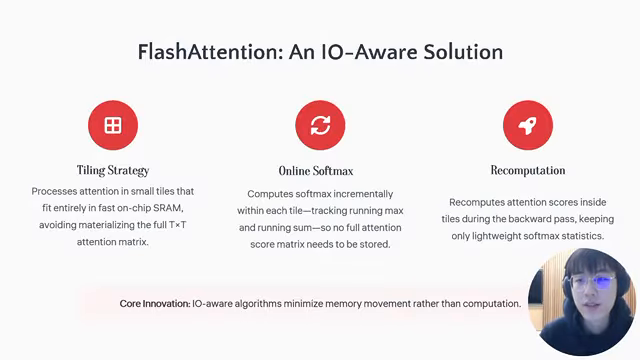FlashAttention addresses this by being explicitly I/O aware. First, it uses a tiling strategy. Instead of forming the T by T matrix, it processes attention on a small tile that fits entirely in on-chip SRAM. Second, it uses an online softmax. By keeping a running maximum and a running normalization, we can compute softmax incrementally without storing the full matrix. Third, the backward pass. FlashAttention simply recomputes the attention scores inside each tile instead of reading and writing them back twice.